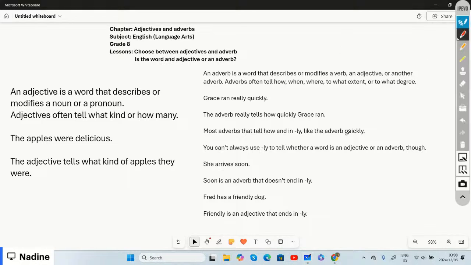So once again, we say that an adjective is a word that either describes, or we can even say it modifies, a noun or pronoun. And adjectives often tell us what kind, or they tell us how many. So what kind of the noun it is, or how many of the noun we have.